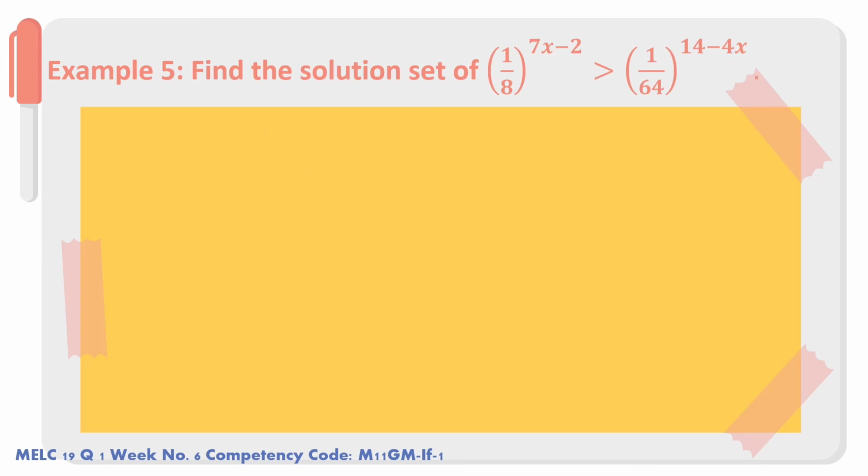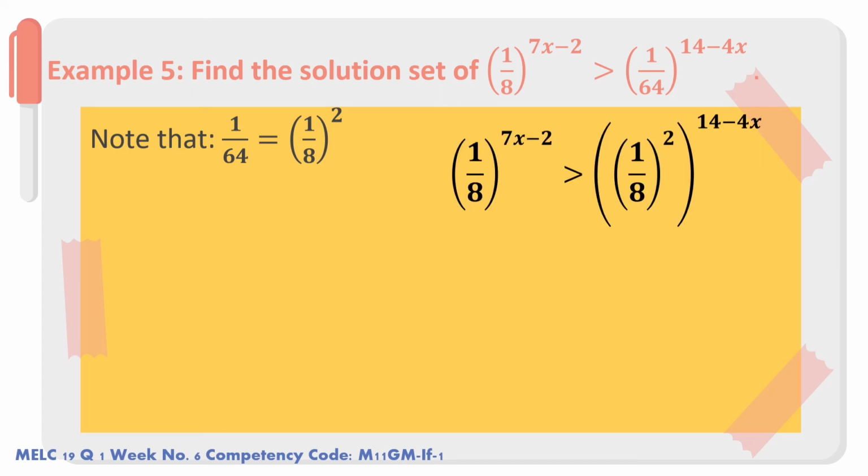Another example, find the solution set of 1/8 raised to 7x minus 2 greater than 1 over 64 raised to 14 minus 4x. Note that 1 over 64 can be written as 1/8 squared. Therefore, we will have the inequality 1/8 raised to 7x minus 2 greater than 1/8 squared raised to 14 minus 4x. Applying the power to power law on the right side of the inequality, we will have 1/8 raised to 7x minus 2 greater than 1/8 raised to 28 minus 8x.